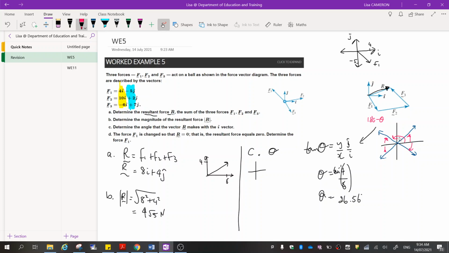But anyway, let's go on to the next part. Determine the angle that the vector, we did that. So the force, F1, is changed so that R equals 0. What is the resultant force that equals 0? Determine the force of F1. All right, so I'm going to rub some stuff out to make some space.